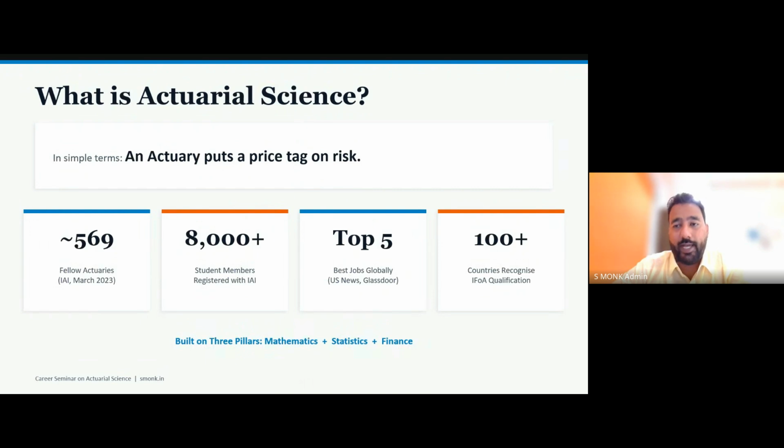The number of actuaries that we need right now in India is 25,000, and the number of actuaries that we have in India is less than 1,000. So that is 25x more demand than what the supply is today. So there is huge scope for anyone to build their career in this field.